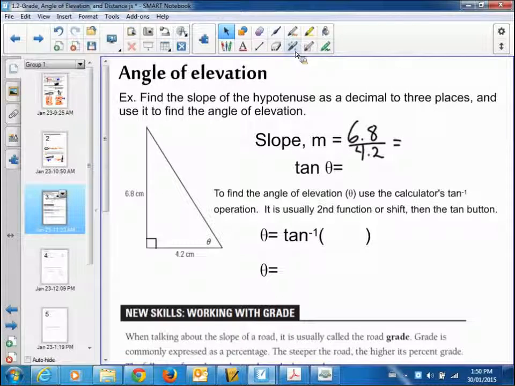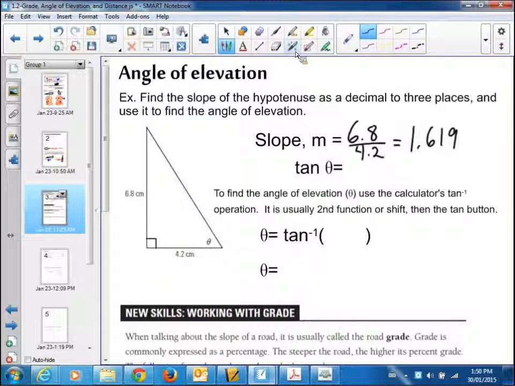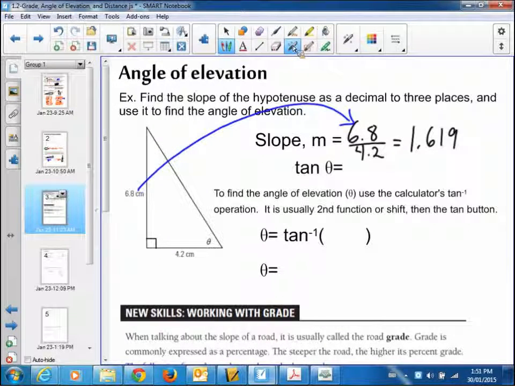These are the steps you always do if you have to get the angle of elevation. Decimal to 3 places, 1.619. Now there's a reason why you want a few decimal places. I'm going to stop first. Do people see how I found the slope? Rise over the 4.2, which is the run. That's where the numbers came from. Sideways is called the run, up and down is called the rise.